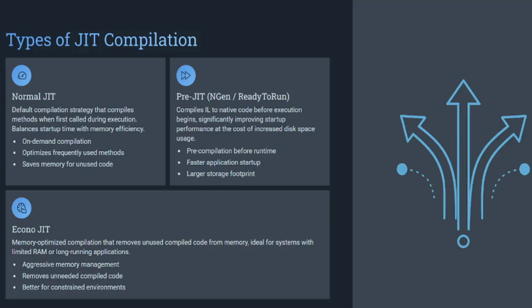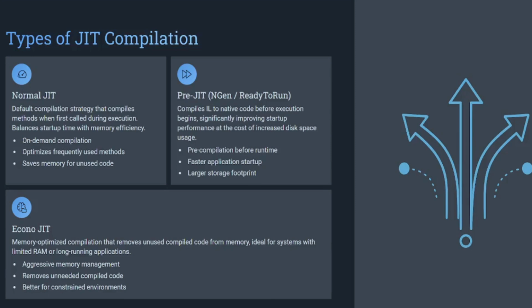The third type is EconoJIT. This is mainly used in systems where memory is limited. What it does is it removes compiled code from memory when it is no longer needed. So instead of keeping everything in memory, it keeps only what is required at that moment. So this helps in saving memory, especially in constrained environments. So overall, JIT gives us flexibility, meaning depending on the situation, we can balance between performance, memory, and startup time.